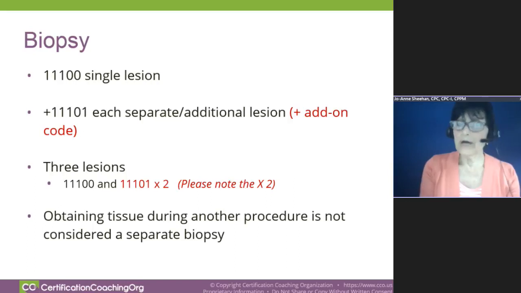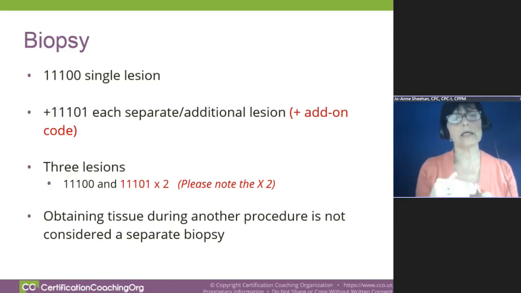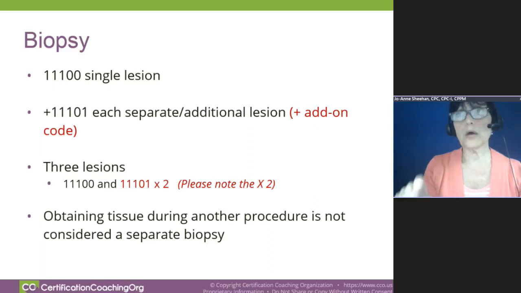Now, when we talk about biopsies, if there's a biopsy of a single lesion, all we're going to use is 11100 for a single lesion. If there are any additional lesions that are being removed, you will see the code beneath it in the CPT manual with a plus sign, which means add-on code, and that means each separate additional lesion. So as an example, if the patient comes in and has 3 lesions removed, you would code first lesion 11100, and then each separate additional lesion is 11101.